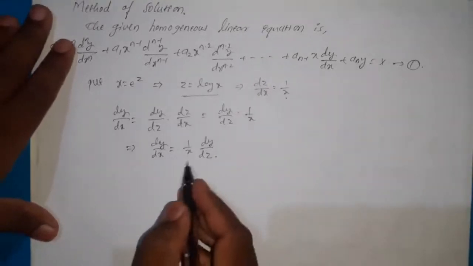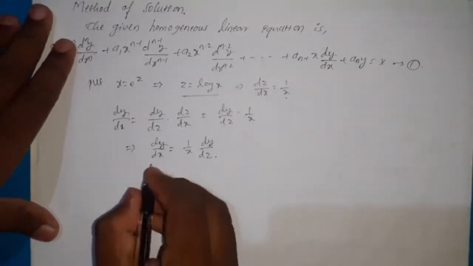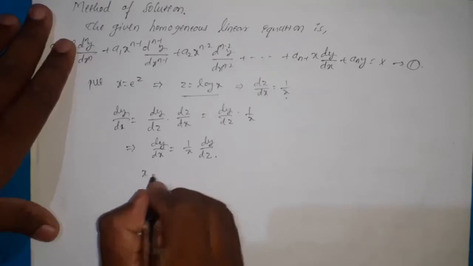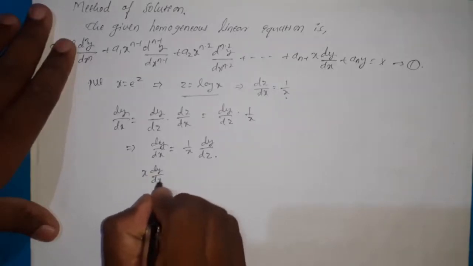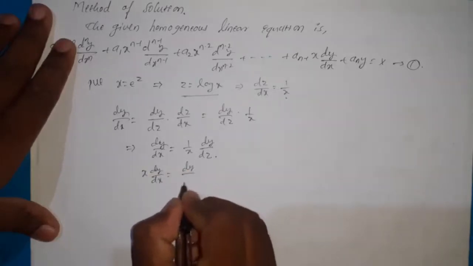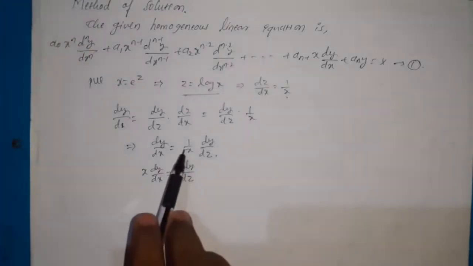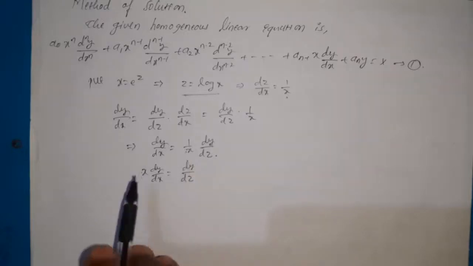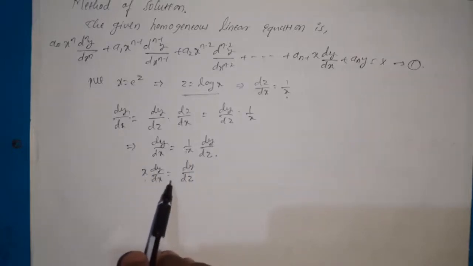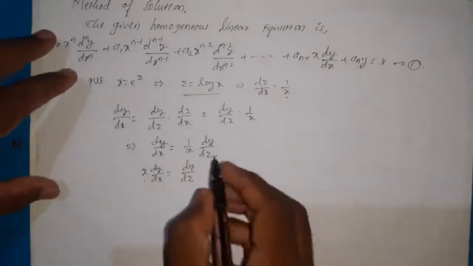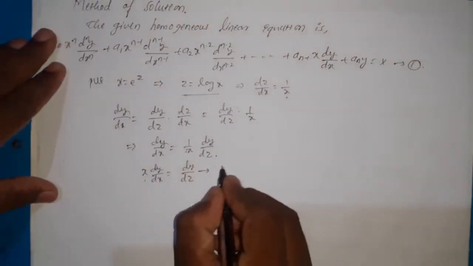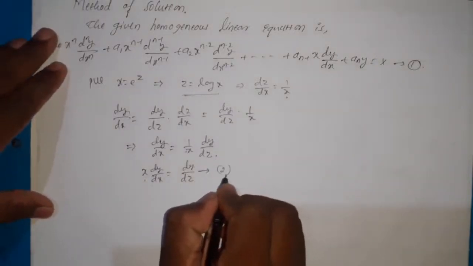On cross multiplying, we can write x into dy by dx equal to dy by dz. Consider this as equation 2.